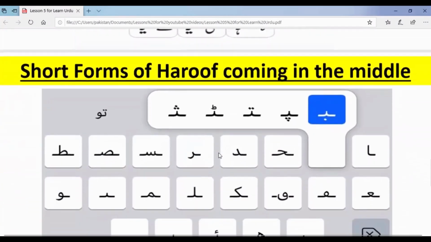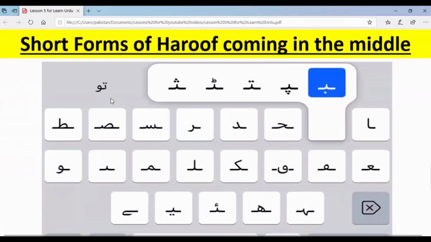And the next chart is the short forms of haruf coming in the middle of the word. When these haruf come in the middle of any word, the shape will be different. It will be changed. This is alif; in the end it will be full, but it will look like this. It will join from this tail with the previous letter.